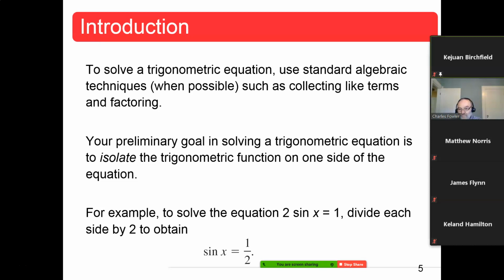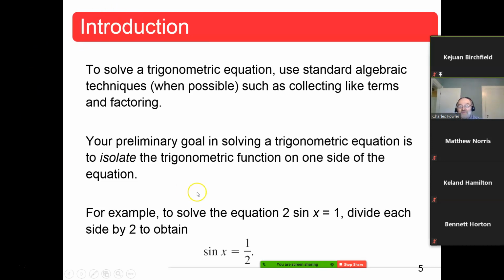First solve for the trig function, and then solve for the variable. Your preliminary goal in solving a trigonometric equation is to isolate the trigonometric function on one side of the equation, just like you did when you're solving an algebraic expression. You want to get the x, or whatever your variable is, by itself to figure out what its solution is.